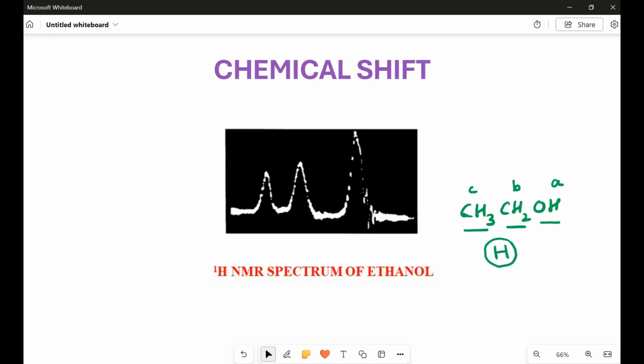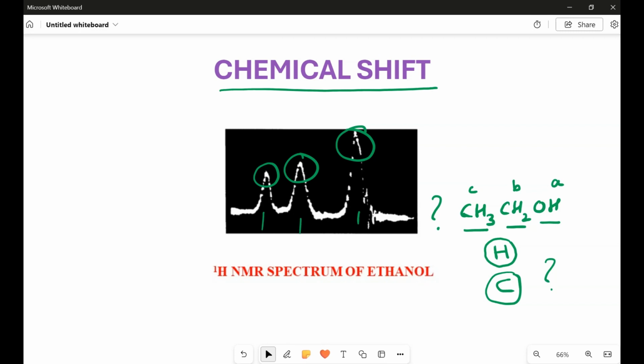But how do I have three different signals and three different positioning of the hydrogen in the proton NMR, or two different positioning of the carbons of ethanol in the carbon NMR? Now the question arises, why? Why do we have three signals for ethanol, and they are placed at three different values? What is the reason behind that?